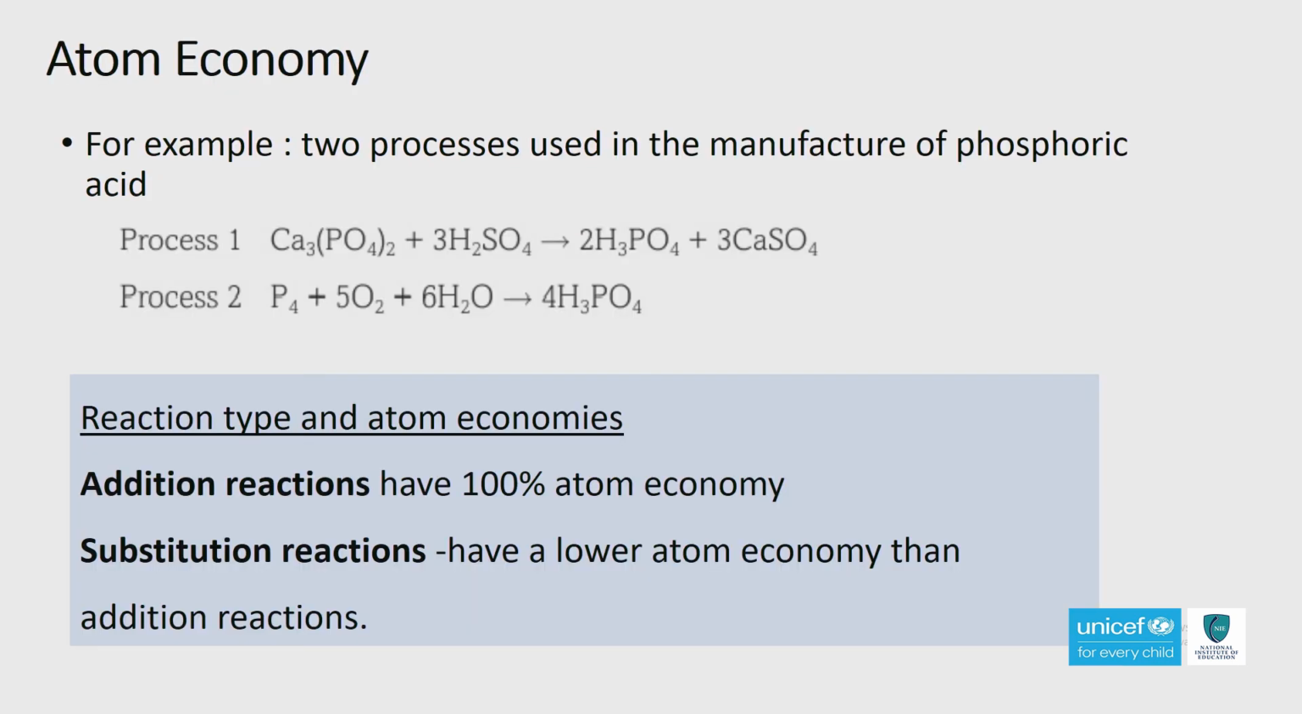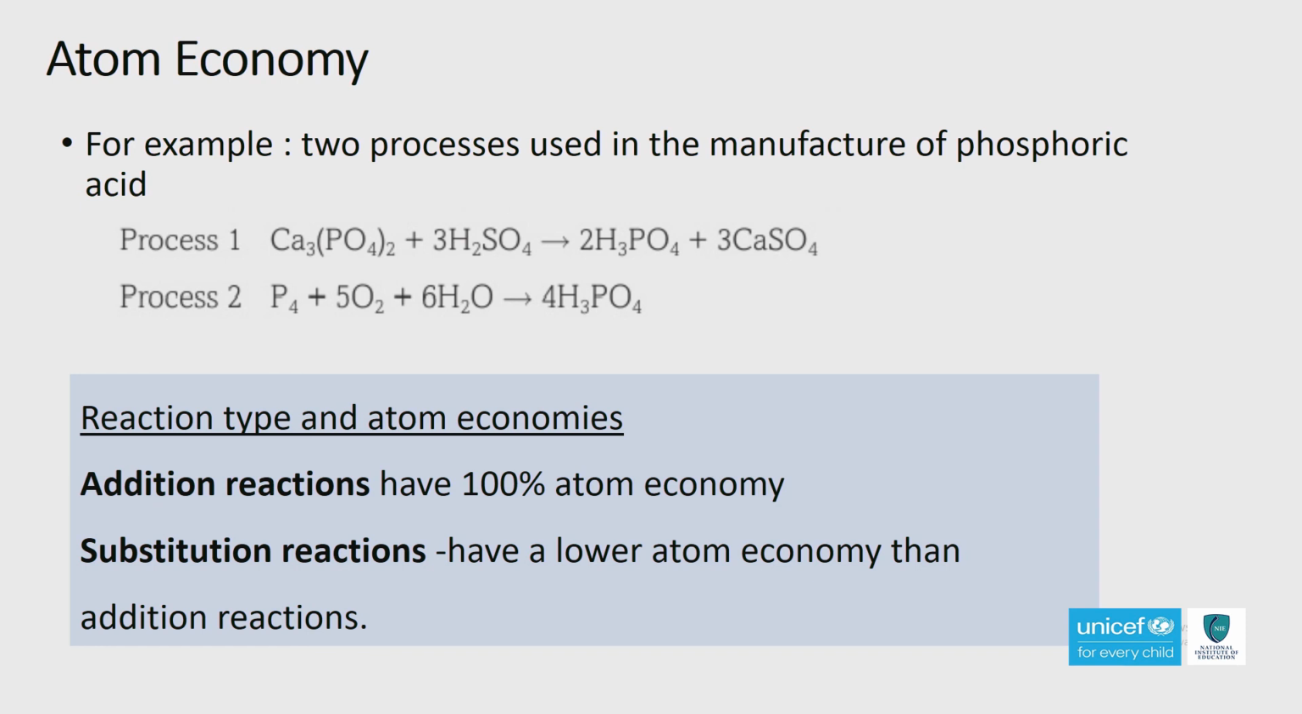You might be coming across this type of question as well, where you are given 2 processes and then you are asked to work out the atom economy of the process without doing any calculation. By looking at the question, you should be able to work it out. If you look at these 2 processes, we are producing phosphoric acid. In the first one, phosphoric acid is prepared by reacting calcium phosphate and sulfuric acid, and in the second one, phosphorus, oxygen and water put together give phosphoric acid.